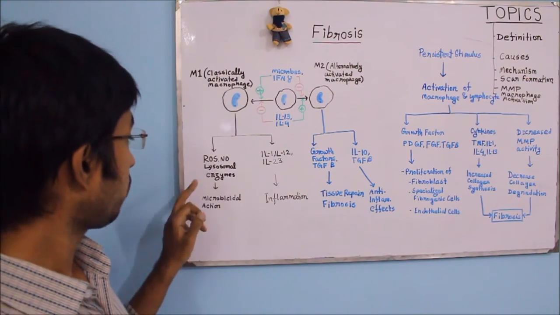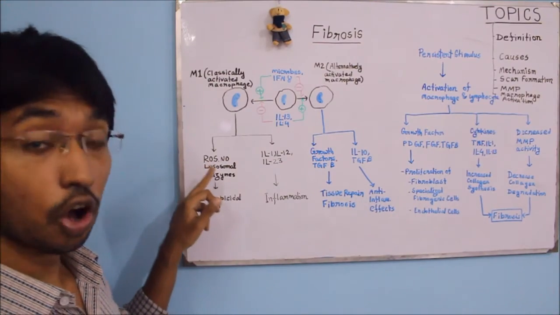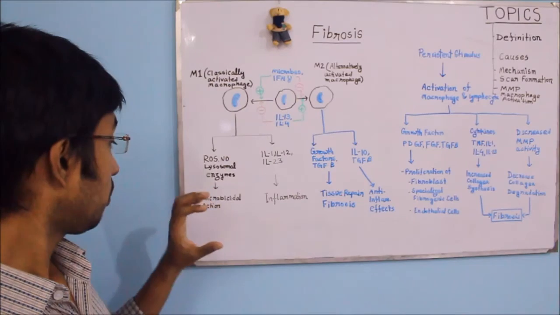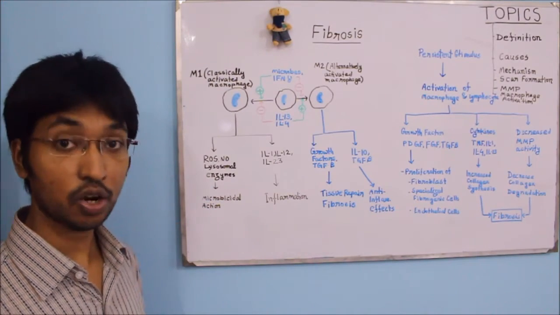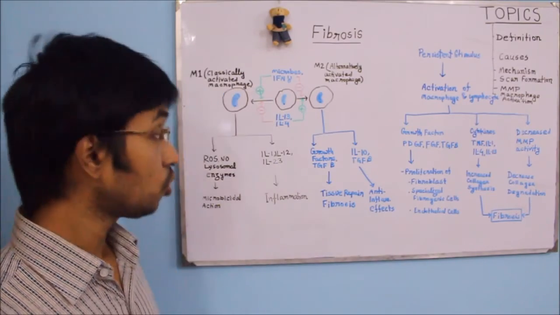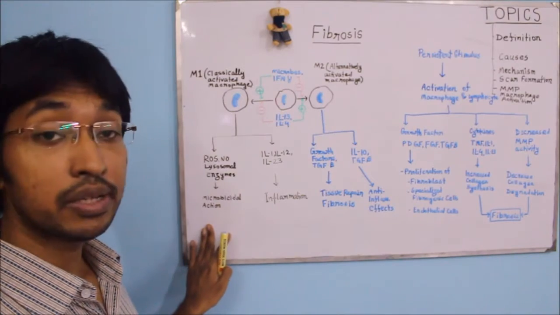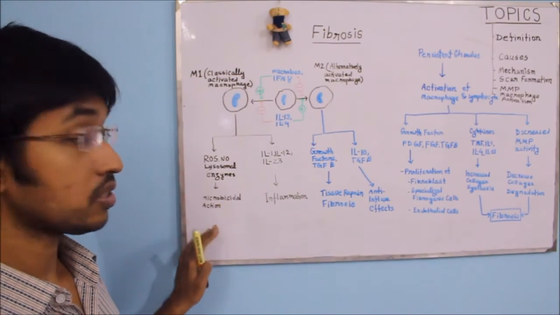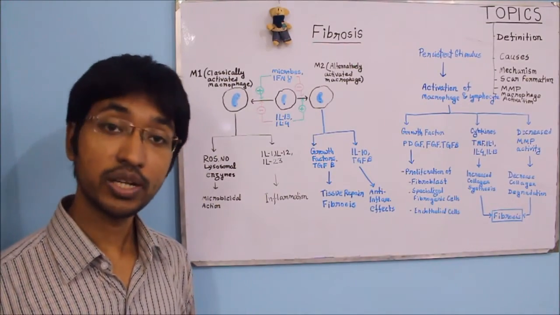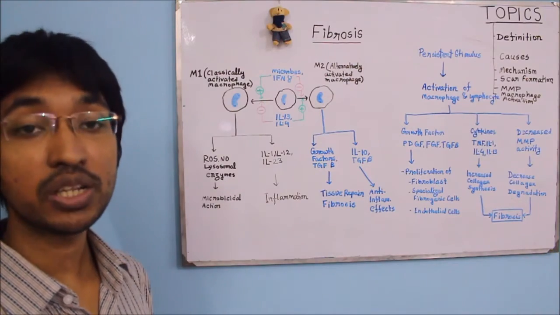That will result in formation of reactive oxygen species, nitric oxide, lysosomal enzymes, and all these things will have microbicidal effect. And also remember, when macrophages are activated in the classical pathway, we call that M1. So one effect of M1 will be microbicidal action. At the same time, M1 will also liberate a lot of interleukins, for example interleukin 1, 12, 23, and they will have a role in inflammation.